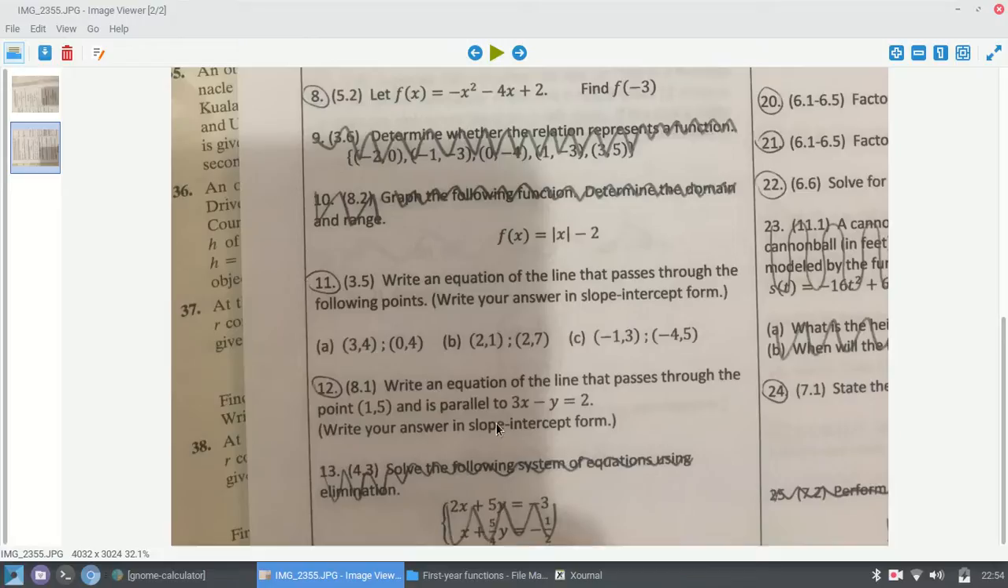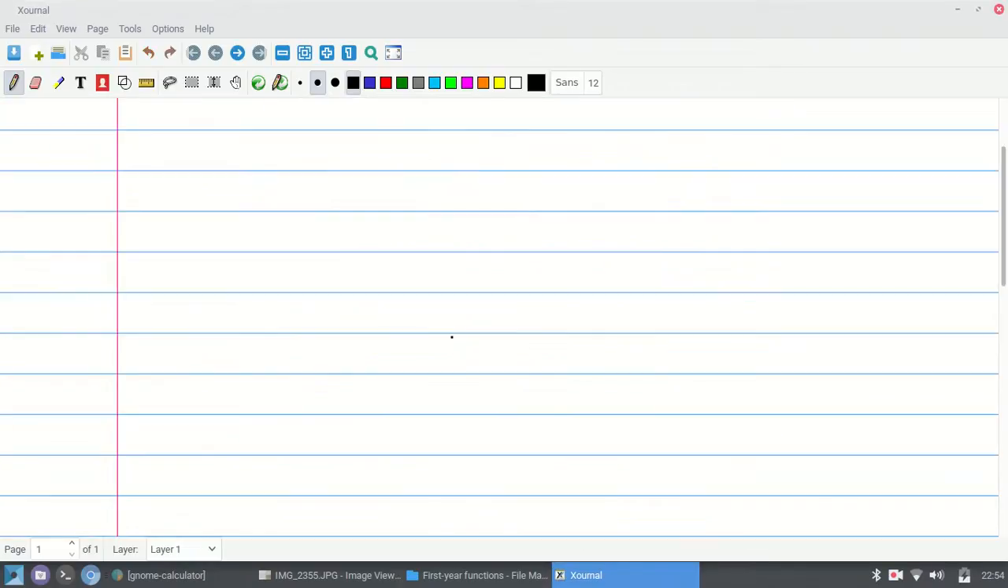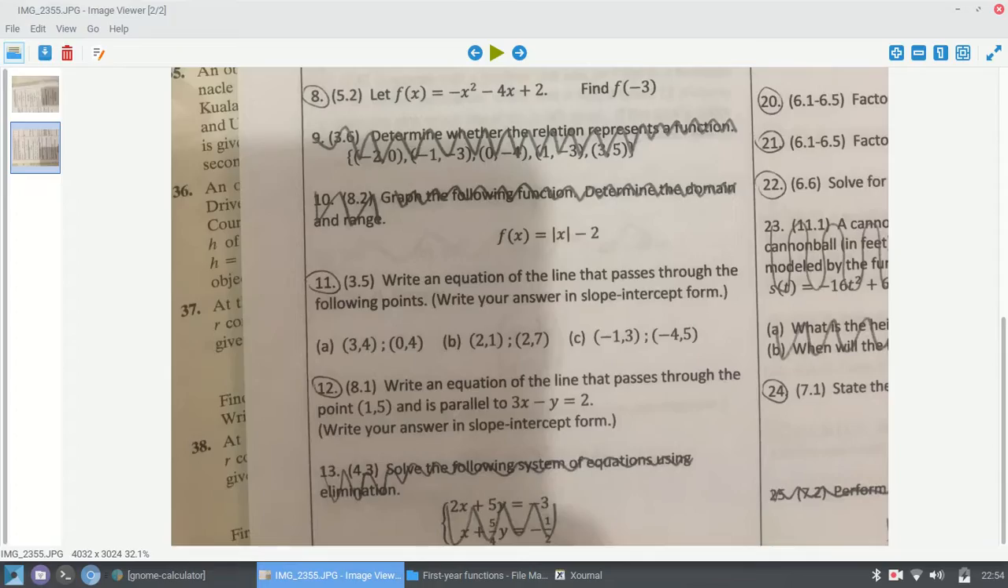Write an equation of the line that passes through the point 1, 5 and is parallel to this line. Now, when it says parallel, what it means is it shares the same slope. Because when you have two parallel lines, this rise over run, this slope, has to be the same as that slope. That's very clear from the diagram. It may not be clear just by reading the text.